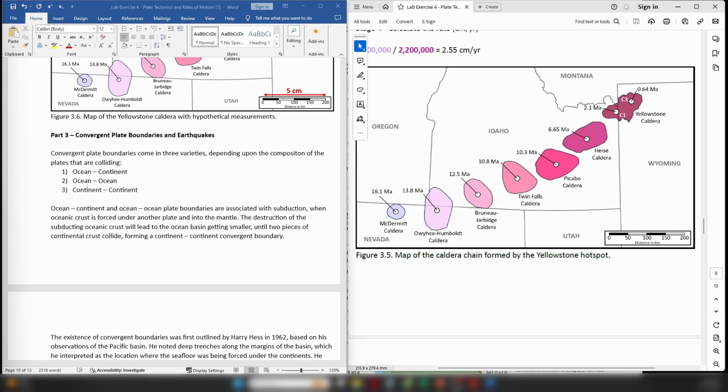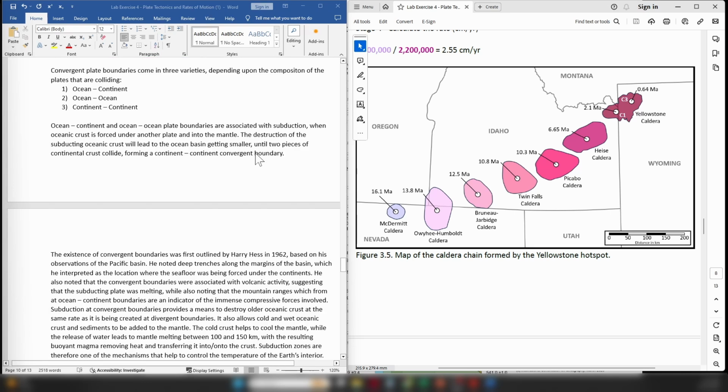Now, the final type of convergent plate boundary is the continent-continent convergent plate boundary. This is represented by areas like the Himalayas, and in this instance there's no subduction, but what has happened is subduction has destroyed the oceanic crust between these 2 pieces of continental crust, and in the process of that oceanic crust being destroyed, it will eventually lead to the collision of these 2 pieces of continental crust, leading to the formation of a mountain range.